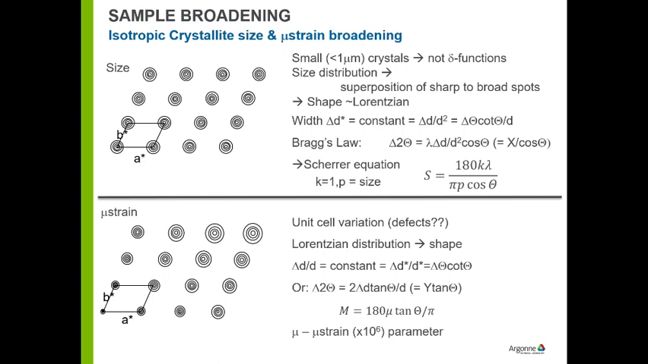Everybody with me? Okay, so then you can take Bragg's law. What that means is that delta d star, which is this dimension, is constant. And if you do the math, that means delta d divided by d squared is a constant. And that winds up being delta theta cotangent theta divided by the d spacing. Okay, that's just simply applying Bragg's law. And eventually, if you work your way through it, you'll wind up with the Scherrer equation, which depends on 1 over cosine theta.